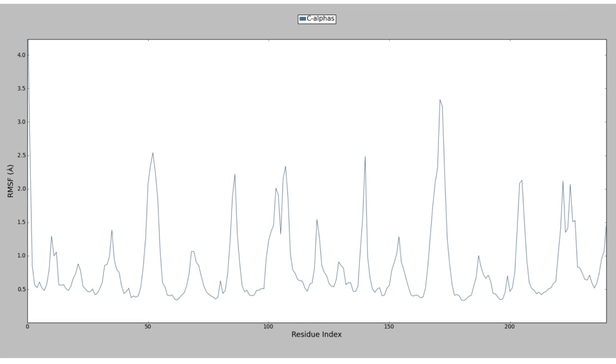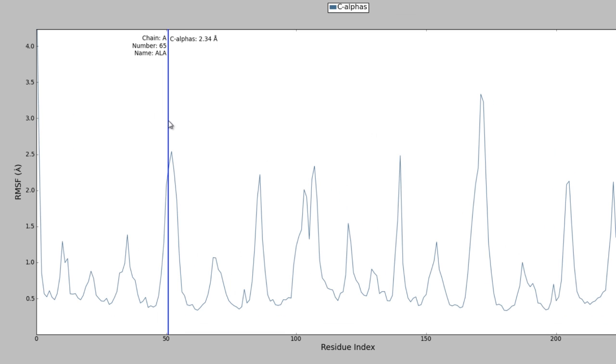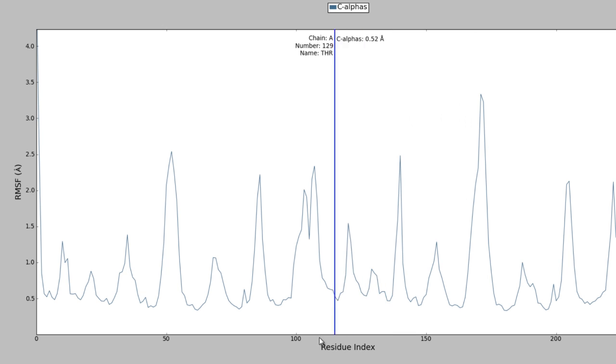This plot is useful for characterizing the local fluctuations of the protein. Again, here you can choose what to show. We'll just leave it on the C-alphas. Now, the peaks indicate the areas of the protein that fluctuate the most during the simulation, where on the x-axis we can see the residue locations within the protein.